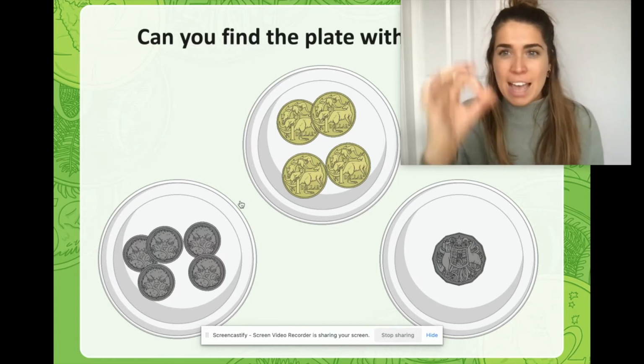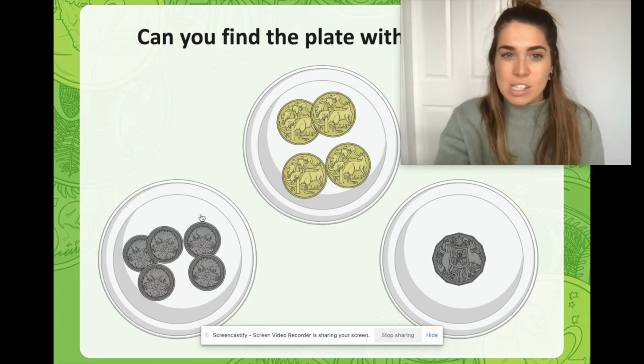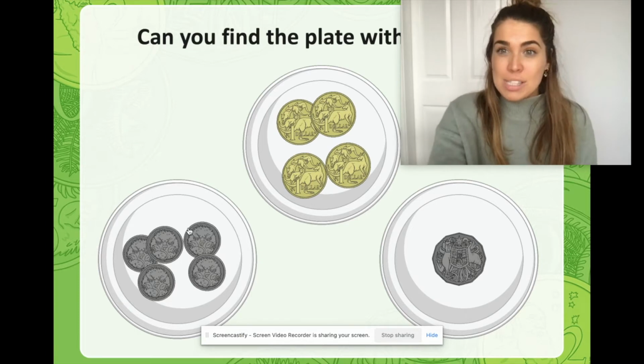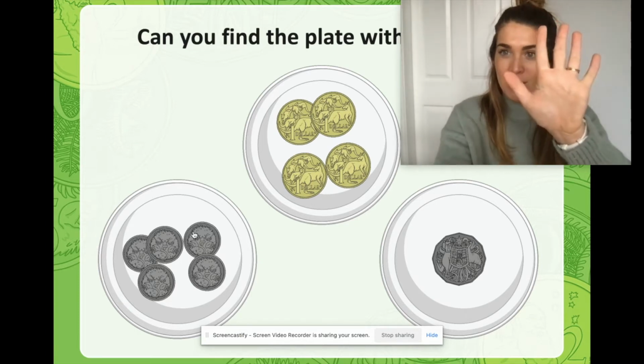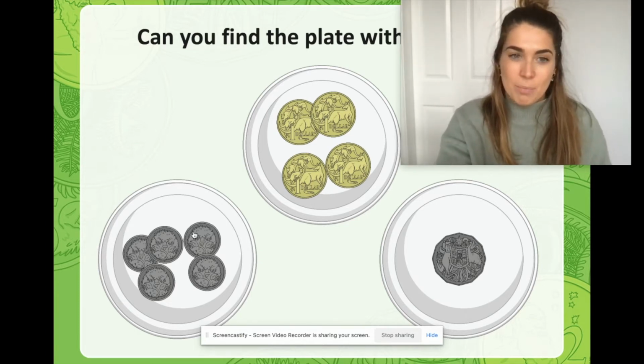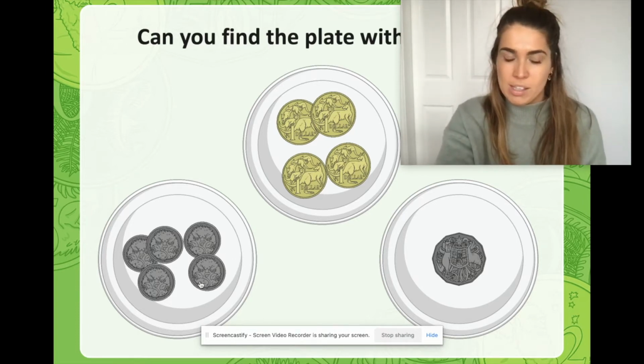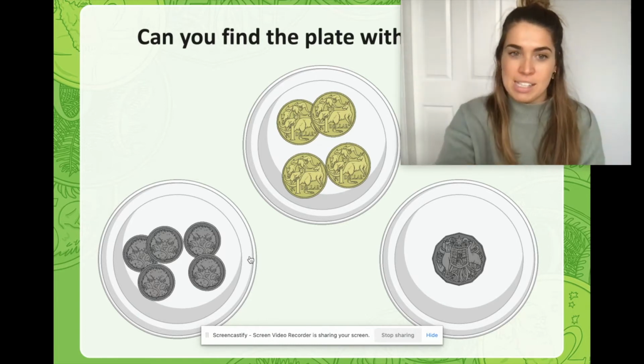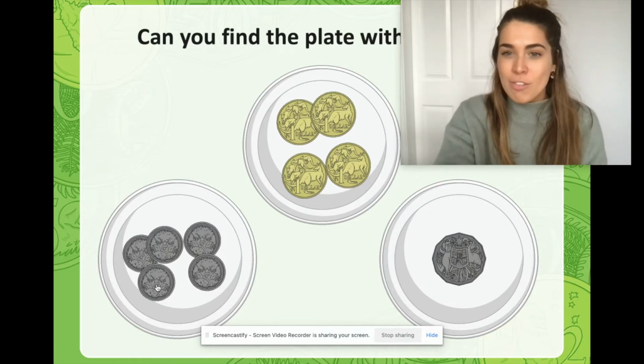Now, we don't actually have a 1 cent piece in Australia. Our smallest coin is this one here, 5 cents. But we can use our skip counting by 5 to help us count money. You have to skip count by whatever number is on all the coins. So if I've got 5 on all of these coins, that means I can skip count by 5. Let's skip count together. 5, 10, 15, 20, 25. That means there's 25 cents in this plate.